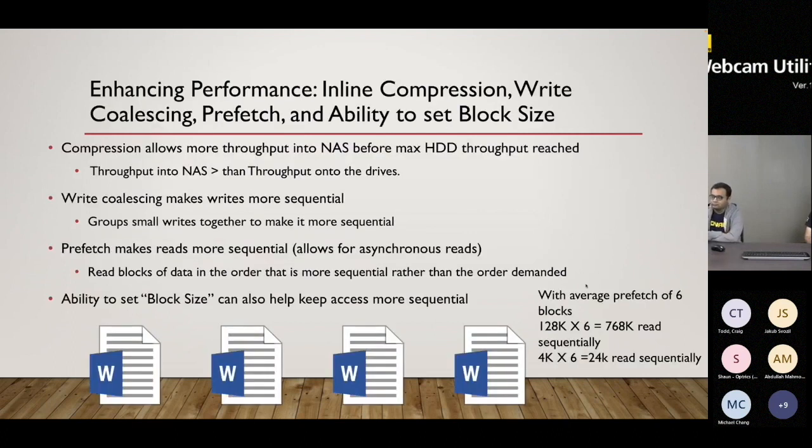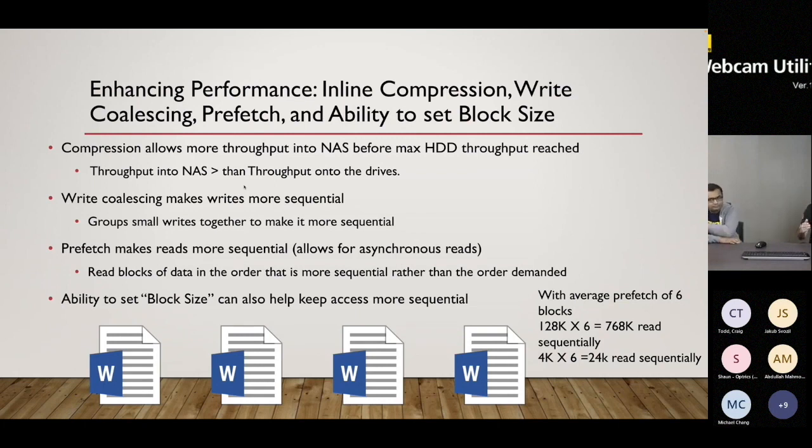So some performance enhancing features in QuTS Hero. There is inline compression. So basically you take data into the NAS's RAM and you compress it while it's in the RAM, and then you write it to the drives in a compressed form. And what that means is throughput into the NAS is greater than throughput onto the drives because you're writing compressed data to the drives. So basically more data is coming into the NAS, but less is written onto the drive eventually, because everything is done within the RAM before it actually touches your hard drive.